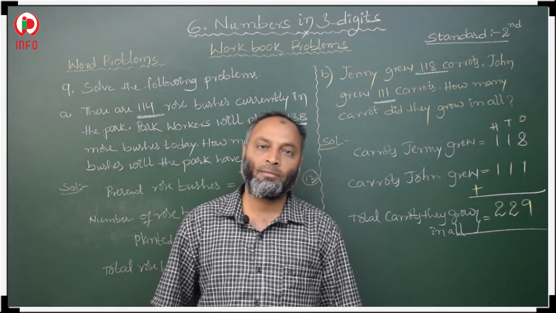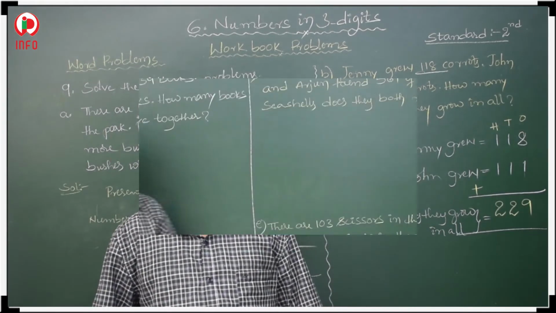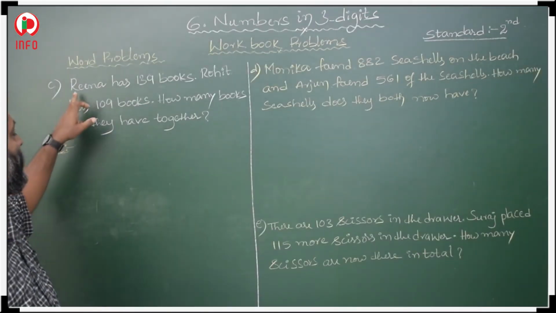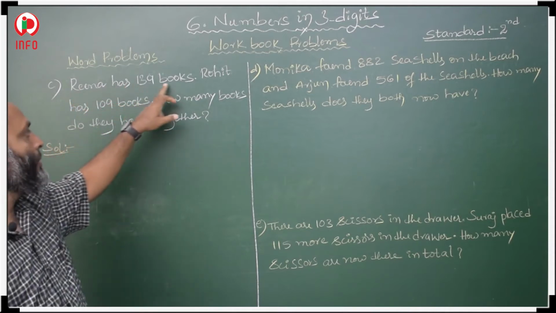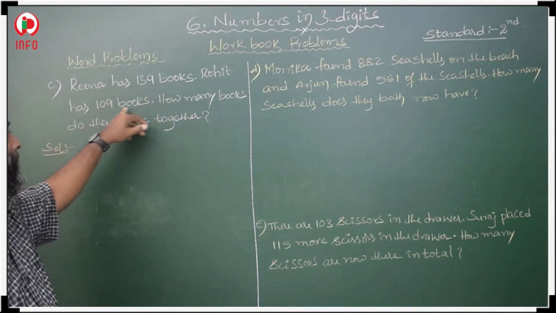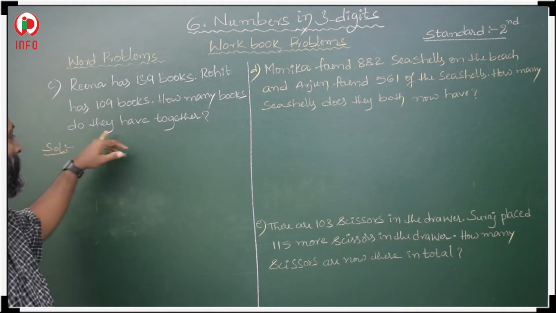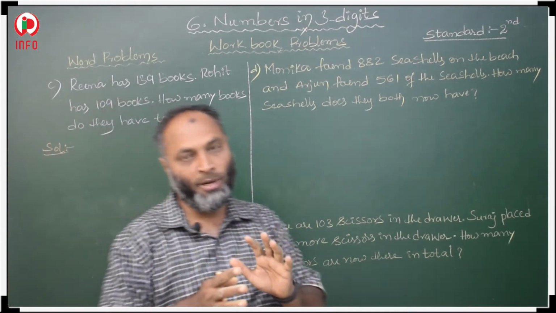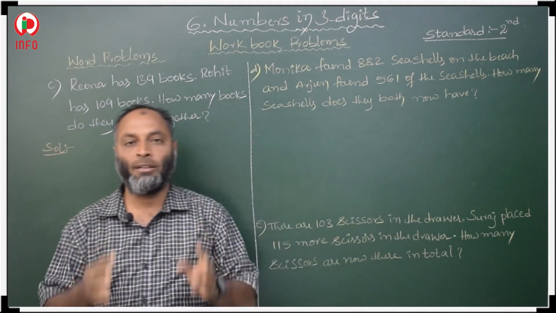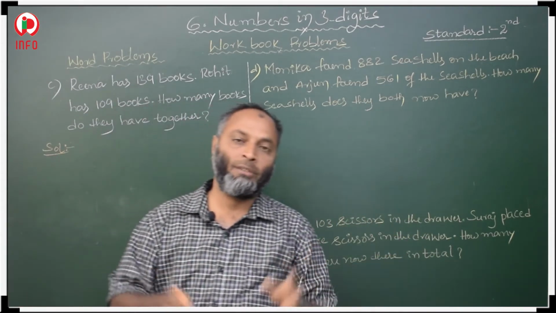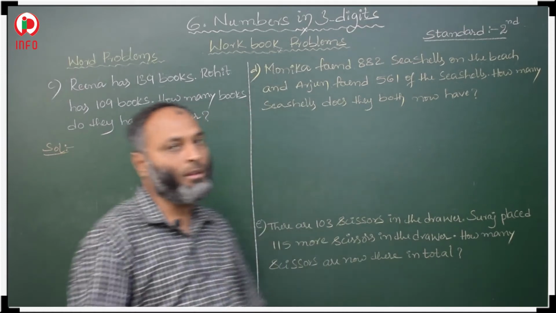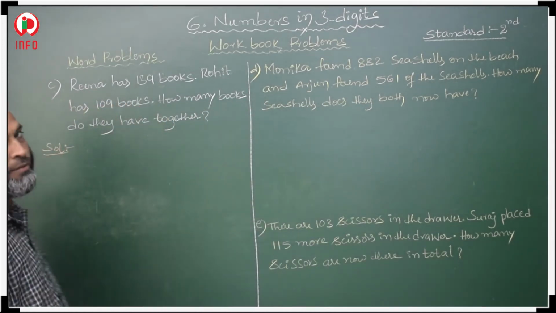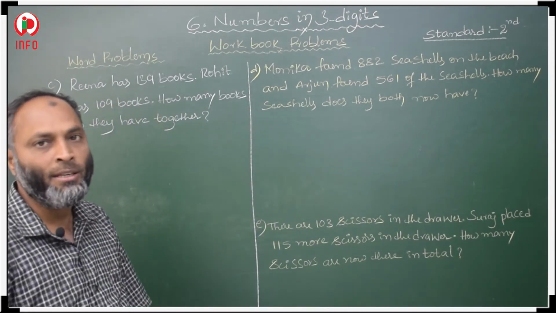Okay students, now next question, see here. Reena has 139 books, Rohit has 109 books. How many books do they have together? Together means combined. Combined means addition. Addition means sum. So we have to find it. Together means all. Here addition we have to do. Together he is asking. Okay.